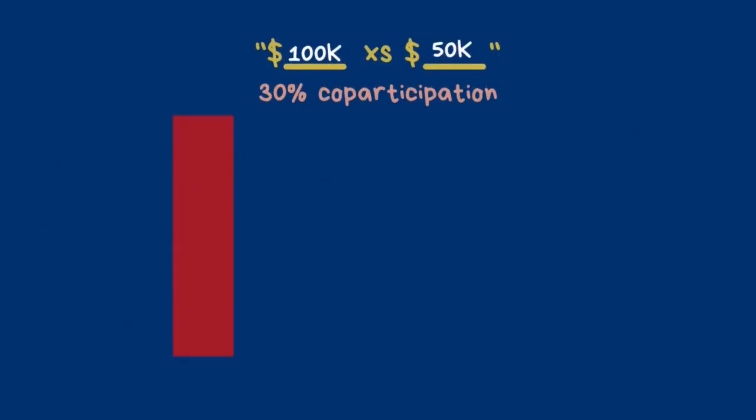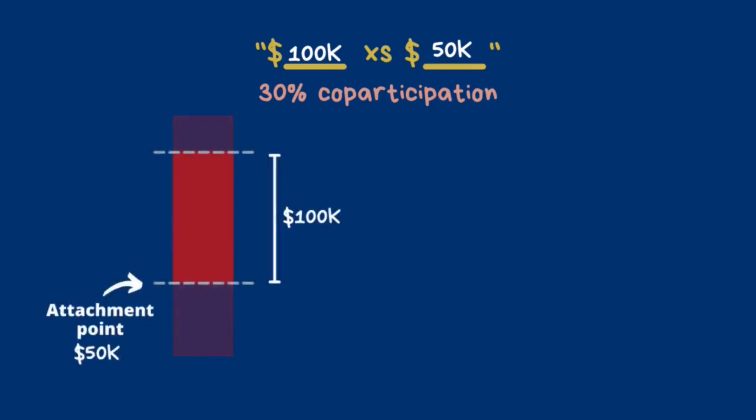To illustrate how this would play out with an actual example, let's say the primary insurer has a reinsurance policy with these terms: $100,000 excess $50,000 with a 30% co-participation. This means the reinsurer will provide coverage for up to $100,000 of the claim value that's in excess of the $50,000 attachment point, subject to the 30% co-participation.